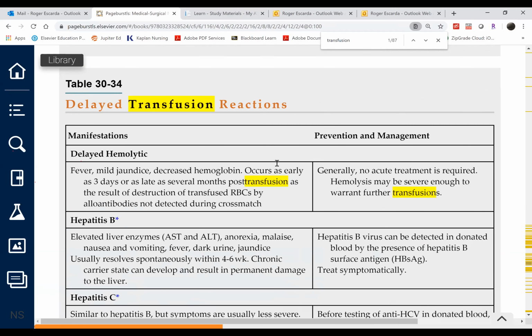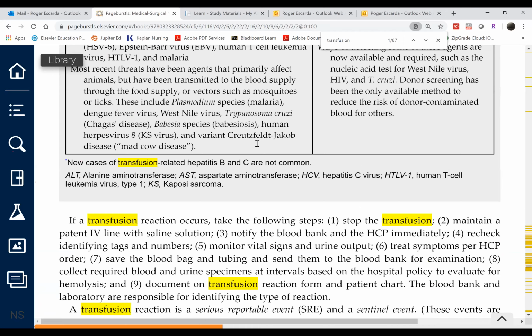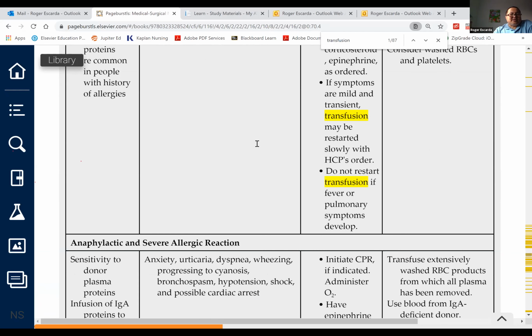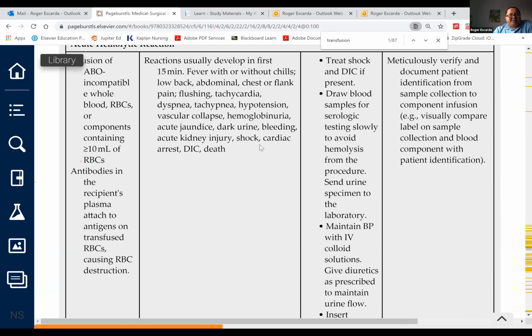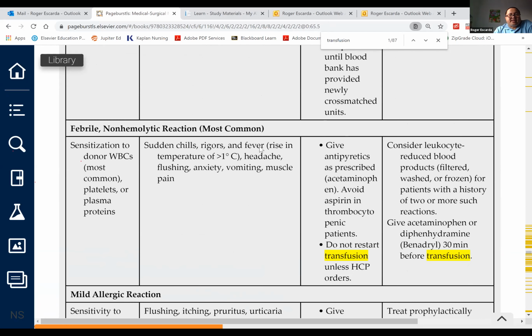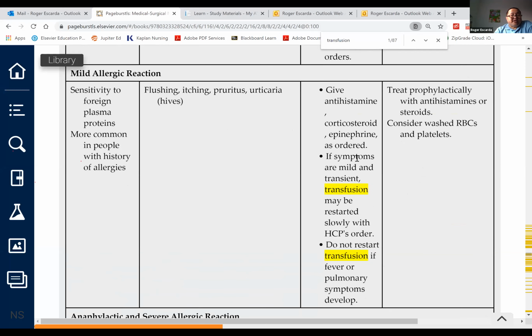Yes, I have a question. When you say restart, do you do the thing all over again? No, you continue the transfusion. Let's say here on febrile, it says give Tylenol and then continue the transfusion. The same blood. You didn't change the blood. It's the same bag. You simply gave Tylenol, or in this one you gave Benadryl. So you stop the blood transfusion, give the Tylenol, and then restart it back?